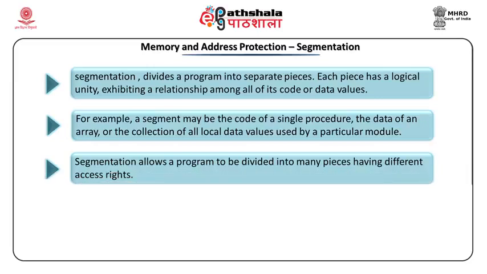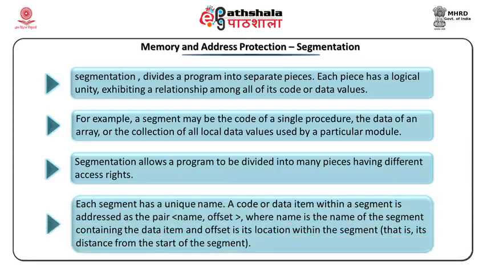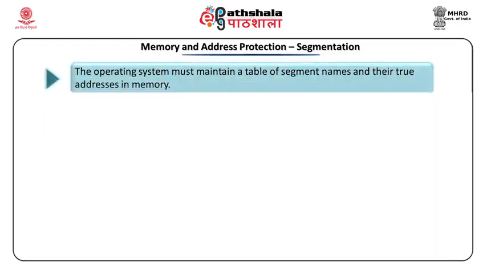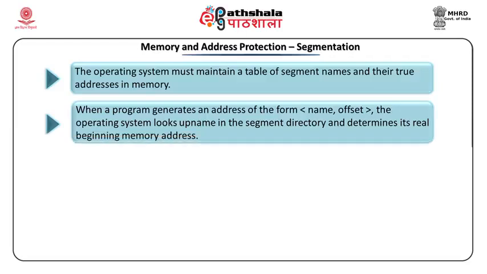Segmentation was an alternative to the unbounded number of base and bound registers. Each segment has a unique name. A code or data item within a segment is addressed by a pair: name and offset. Name is the name of the segment containing the data item. Offset is its location within the segment. So, in segmentation, an operating system needs to maintain a table having a name and the offset. When a program generates an address of the form name and offset, the operating system looks for its name in the segment directory and determines where it actually begins in memory.